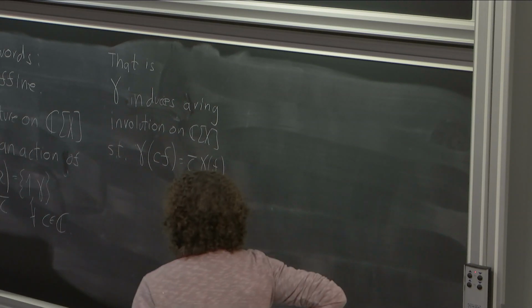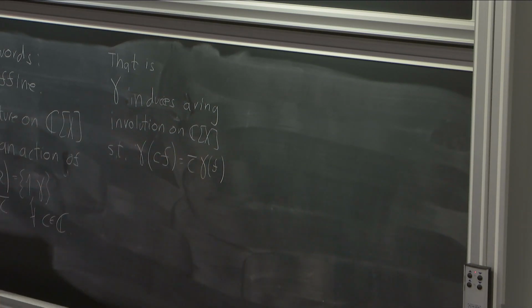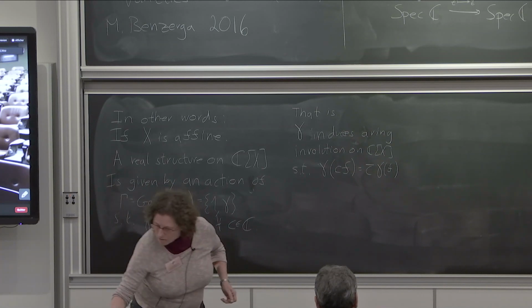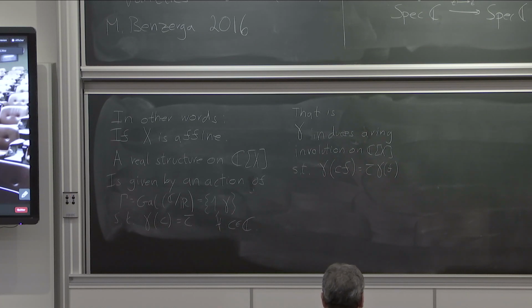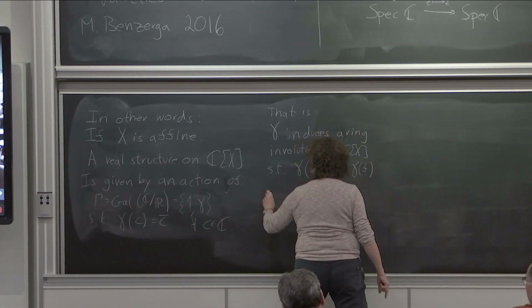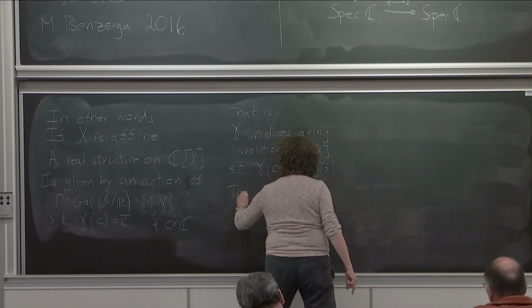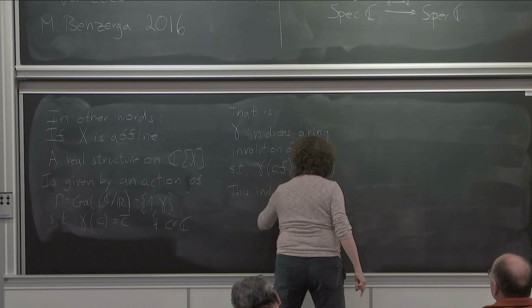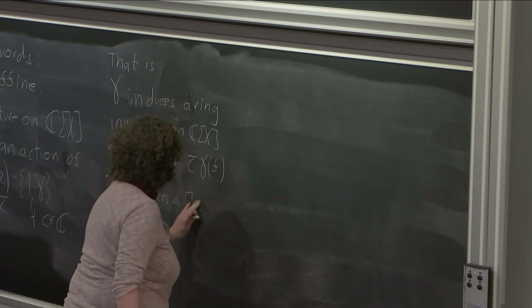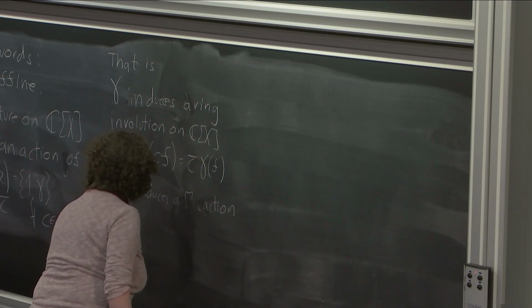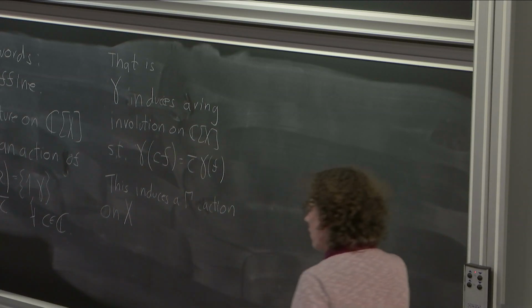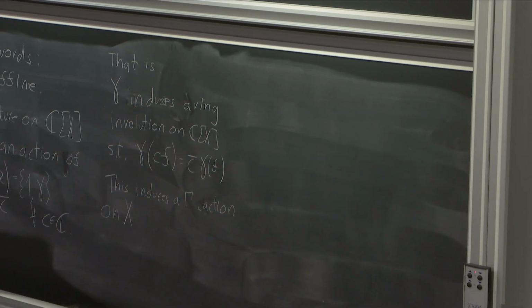Okay. So I'll give you some examples. Before I do that, I just want to say, okay, this is on C[X], and this action induces a γ action on X, because I have it on the ring. Okay, so I'll just give some examples.